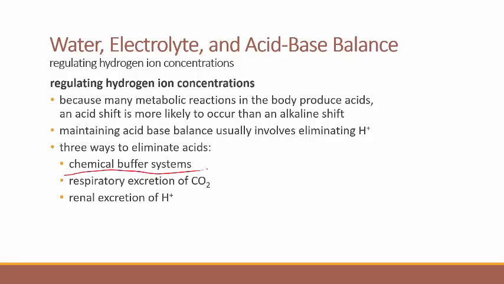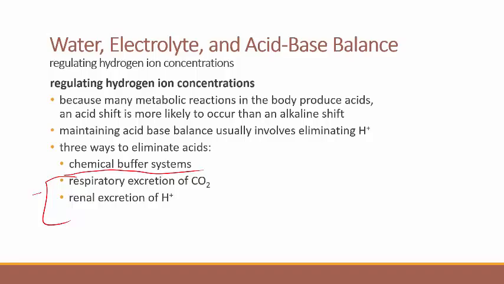So chemical buffer systems are the first way. It's like the first line of defense against an acid shift in the body. Second line of defense would be respiratory excretion of carbon dioxide. Third line would be the renal excretion of hydrogen ions, so tubular secretion of hydrogen ions. So let's take a look at the 3 different chemical buffer systems that we have in the body.